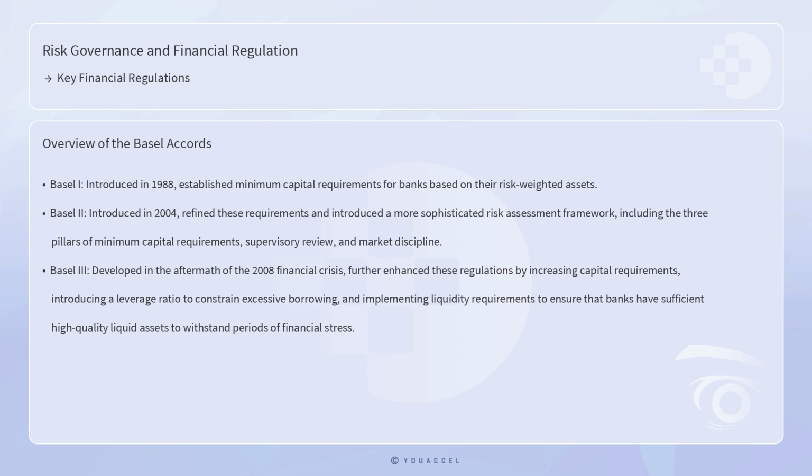Basel III, developed in the aftermath of the 2008 financial crisis, further enhanced these regulations by increasing capital requirements, introducing a leverage ratio to constrain excessive borrowing, and implementing liquidity requirements to ensure that banks have sufficient high-quality liquid assets to withstand periods of financial stress.